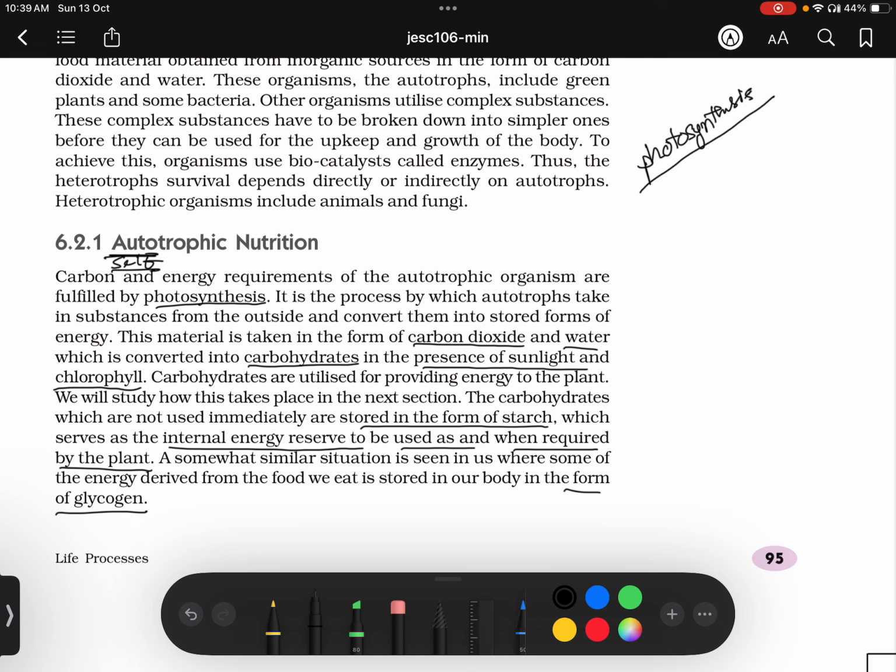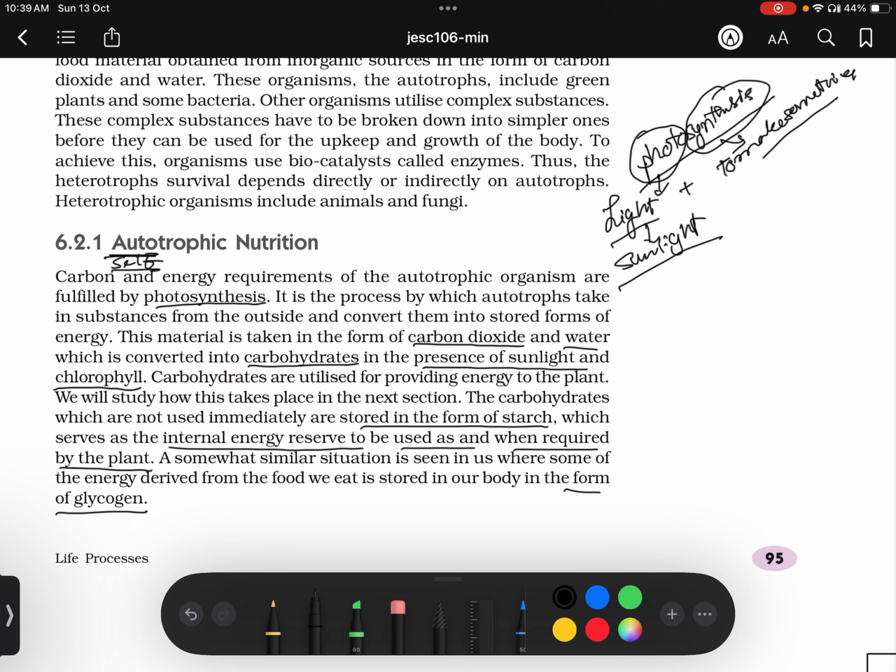Photosynthesis, if we break down this term, photo means light, and synthesis means to make something. Now, if we add this light and to make something, that means light comes from sunlight.